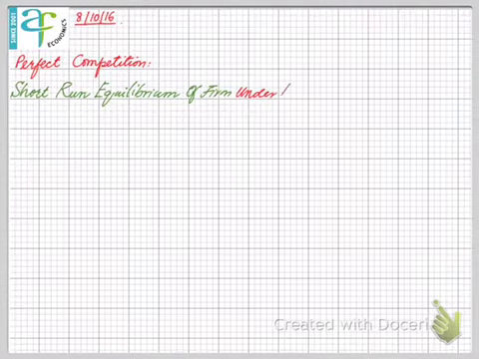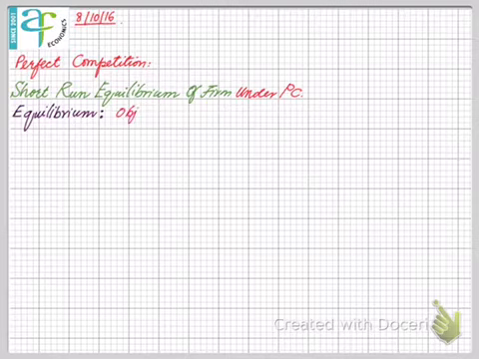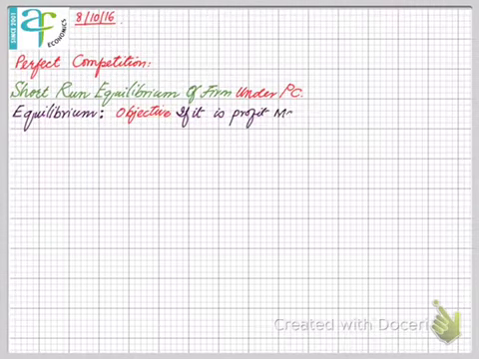Bismillahirrahmanirrahim. This video is about perfect competition and equilibrium of the firm in a perfectly competitive market in the short run. Firm's equilibrium is the firm's objective. If the firm's objective is profit maximization, then profit is maximized when the firm's marginal cost is equal to the firm's marginal revenue.